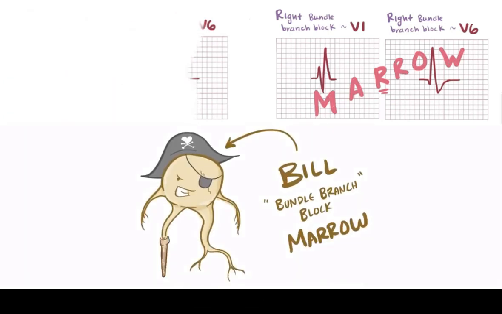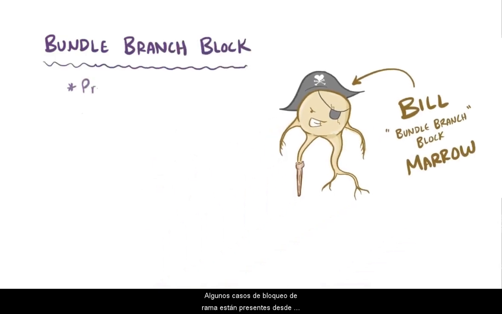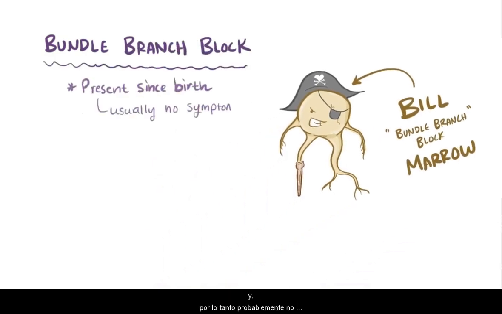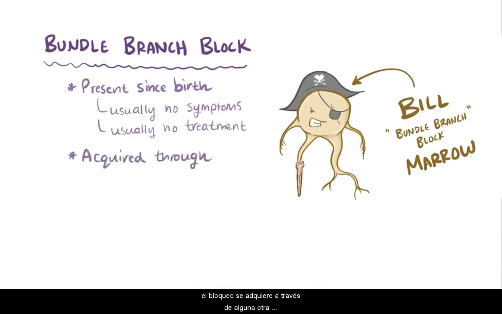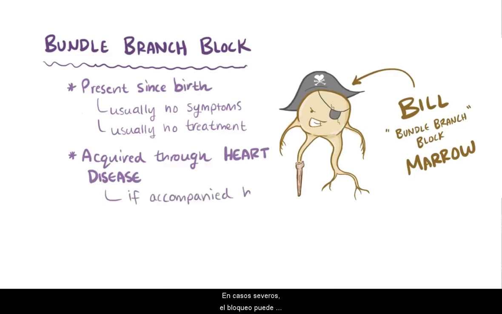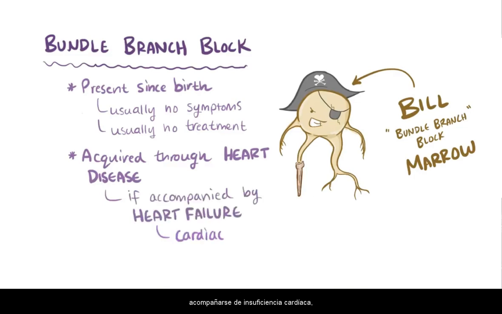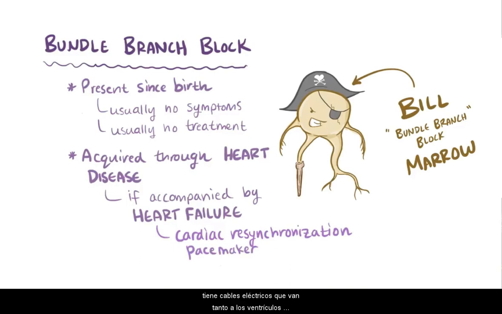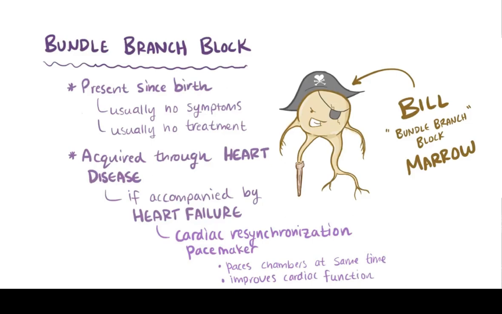Nailed it. Some cases of bundle branch block are present since birth, and don't cause symptoms and therefore probably don't need any treatment. In a lot of cases though, the block is acquired through some other heart disease. In severe cases where the block is accompanied by heart failure, a special cardiac resynchronization pacemaker can be implanted that has electrical leads going to both the left and the right ventricles, and can pace them at the same time, causing them both to contract at the same time, which helps improve cardiac function.